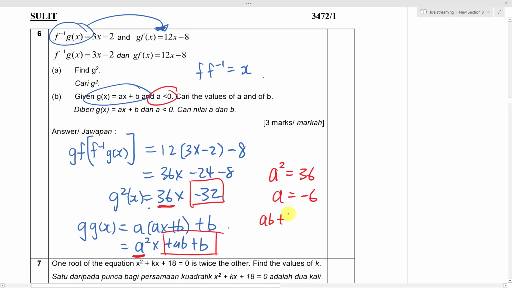So ab plus b equals negative 32. A is negative 6. Negative 6 plus b equals negative 32. So negative 5b equals negative 32. So b equals 32 over 5. Right, this is how we do this kind of questions. I hope you can actually understand it.